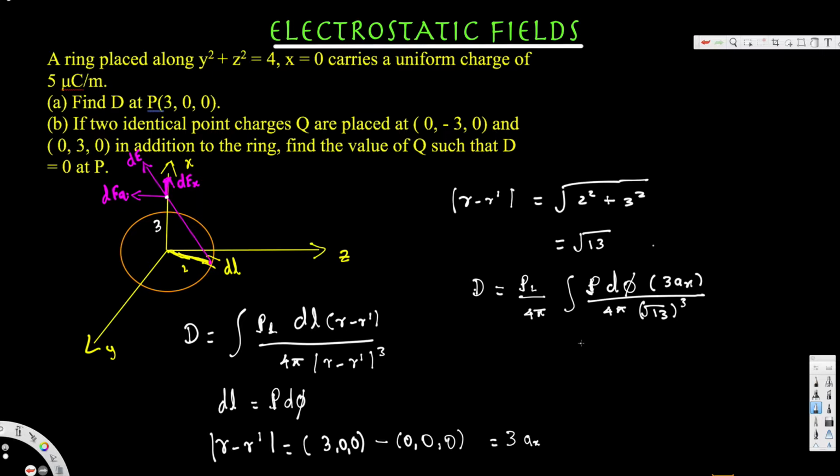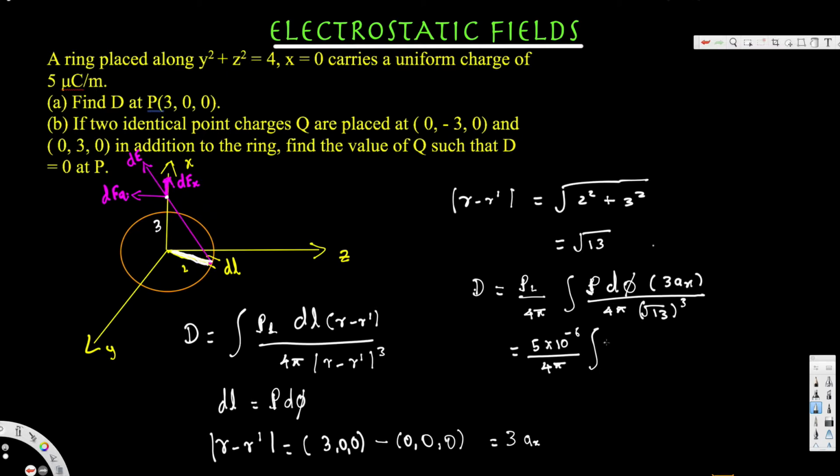Let's see how we can simplify this one. We know the rho L value, that's given here, 5 microcoulomb per meter. So 5 micro means 10 to the power minus 6, divided by 4 pi, integral of rho. Rho is equal to 2. This distance is rho.